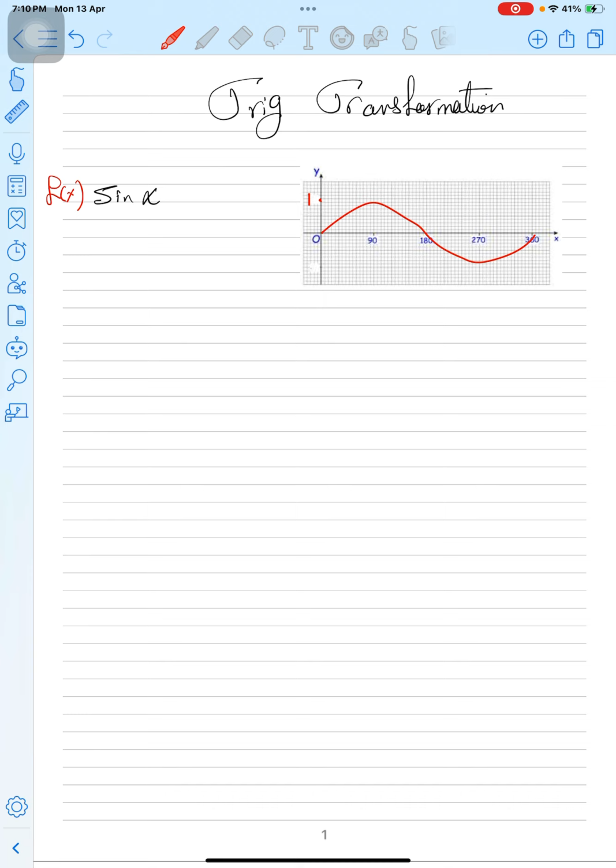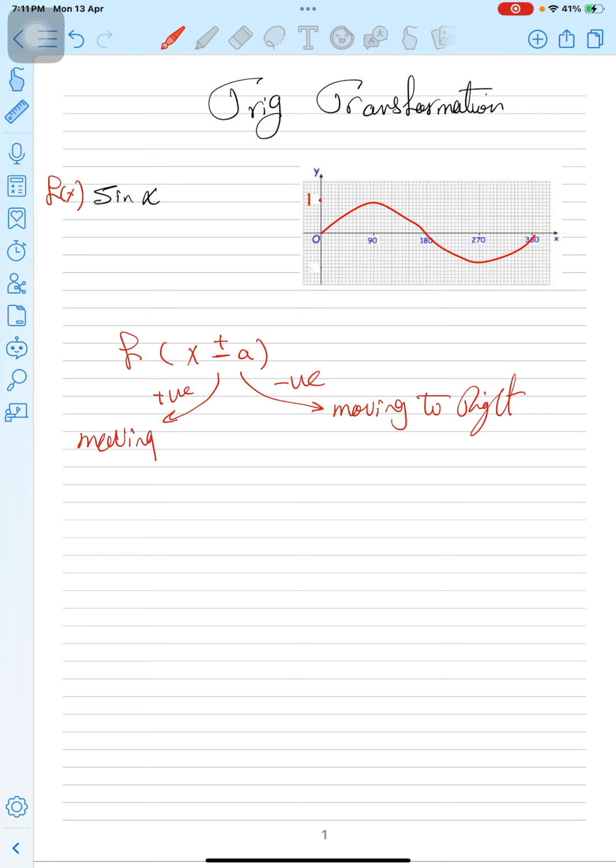In case I have f of x, instead of x it will be x inside, which is minus a. If it's minus a, it will be moving to the right. If it's plus a, this is for negative or plus. If it's negative, it will be moving to the right. If it's positive, it will be moving to the left.